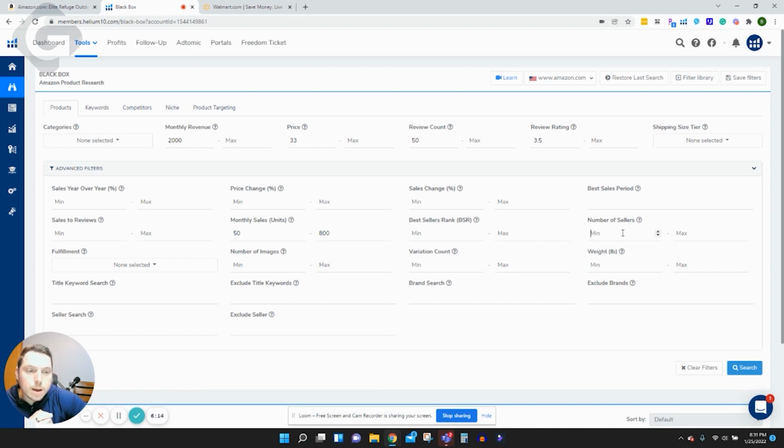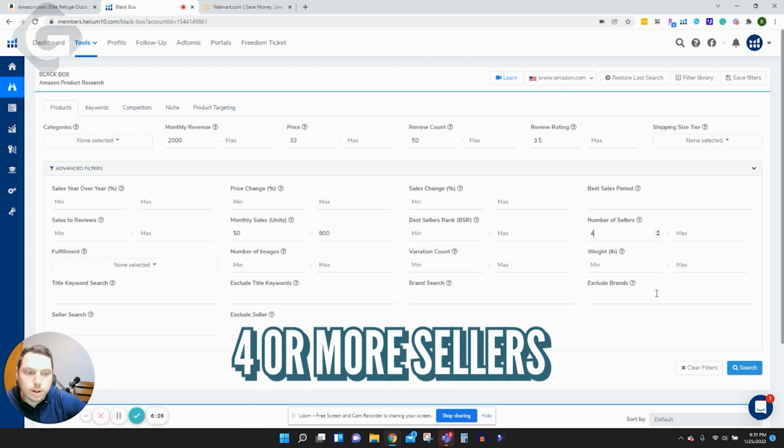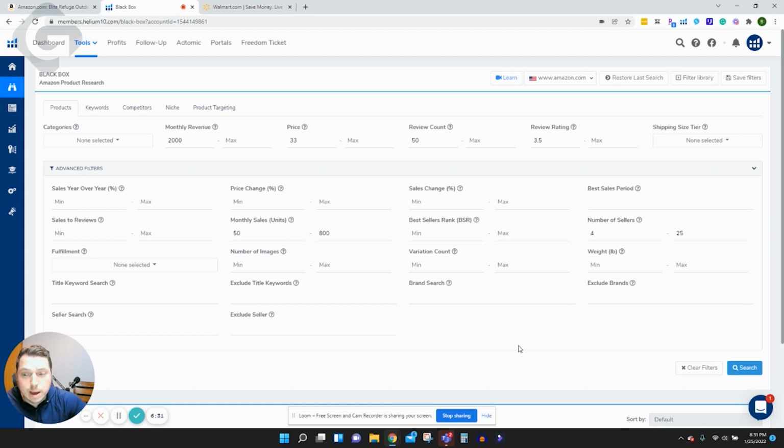Okay. If you have three, possibly it's wholesale, or possibly it's private label with a hijacker. And so ideally, I do 4 or more sellers. 4 or more sellers, max, we're going to say 25. You can find good items where there's more than 25 sellers, but we want to just keep it within that range here. For my business, I am okay with FBM. I have 3PLs. I have a garage that's literally set up like a warehouse, so I'm okay with this.